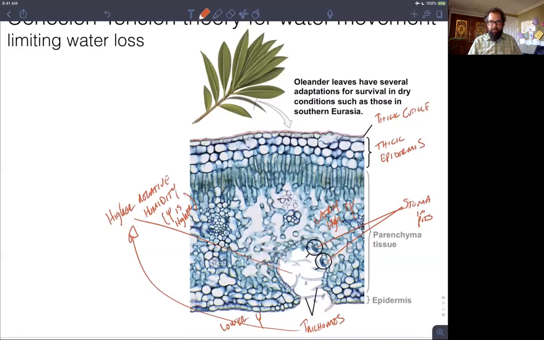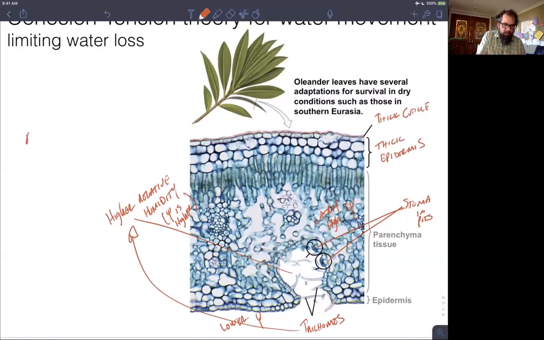Then we have this. If you went directly to that outer atmosphere, you'd just be sucking that water out, because that air is so dry that the water potential gradient is very steep between the inside of the leaf and the atmosphere outside. If you put these in pits that are lined with hairs, we can create a higher humidity area outside, but there's still air in those spaces, so carbon dioxide can still get into the plant. So when you open the stomata, there's just a less steep water potential gradient.